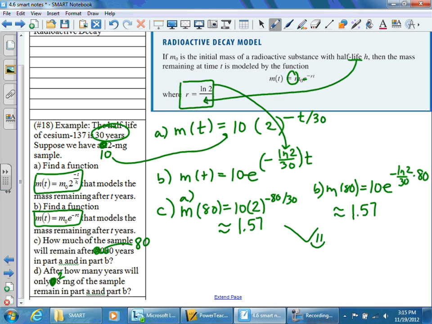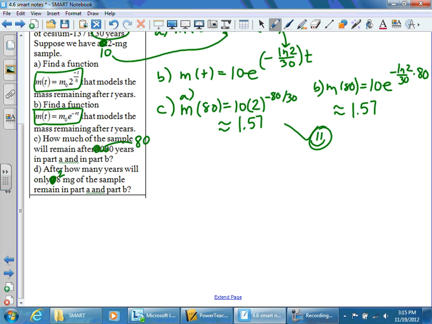Yay! So it's just showing you there's lots of different models that you could set it up that would demonstrate what's going on just the same. So it's a good representation either way.